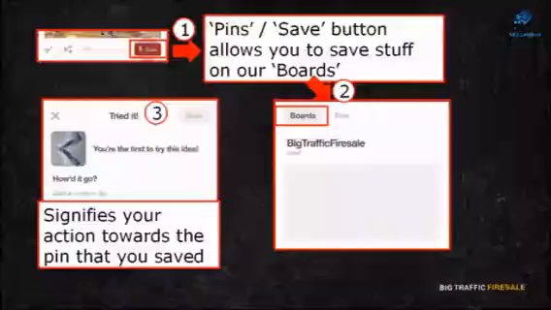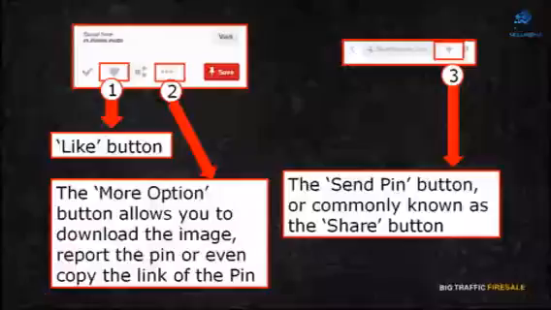Another unique option for Pinterest is the Tried It button. It signifies your action towards the pin that you saved, whether you've tried it or not. The common options in Pinterest are the Like button and the More option button. They allow you to download the image, report the pin, or even copy the link of the pin. Finally, the Add Pin button, or commonly known as the Add button.